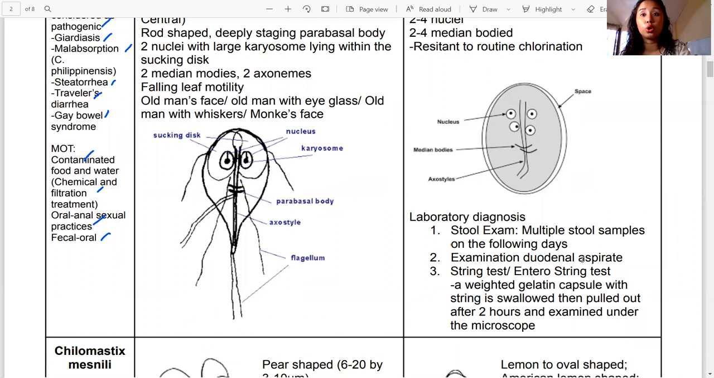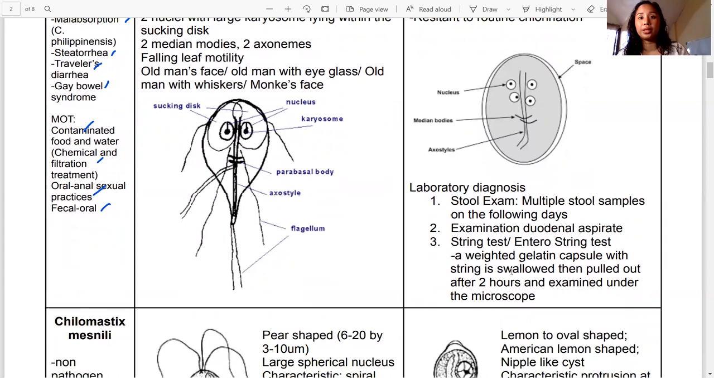Another way is the string test, or entero test, wherein there is a weighted capsule with a string. The patient swallows the gelatin capsule and the string is attached here. After some hours the gelatin capsule remains in the stomach. According to Belisario, 4 to 6 hours. Then the capsule is retrieved and examined under the microscope. This is said to be a better way, since there are more chances of finding it.